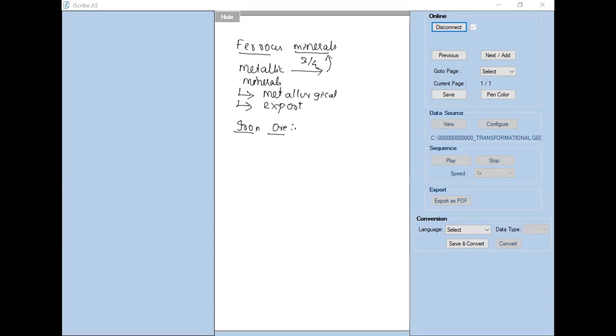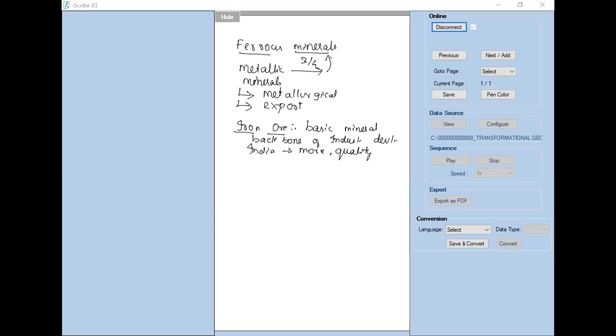That's why iron ore is called a basic mineral, and it is the backbone of economic and industrial development. In India, we have a large amount of iron ores, and we also have good high quality iron ores.